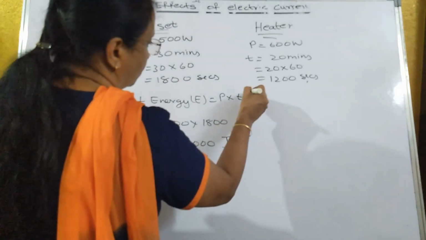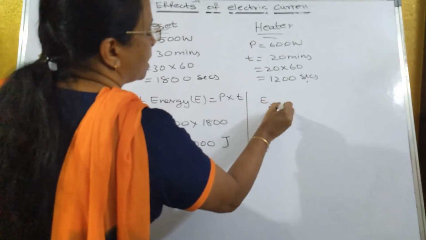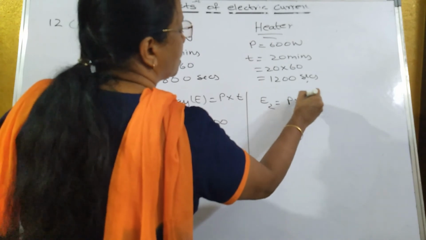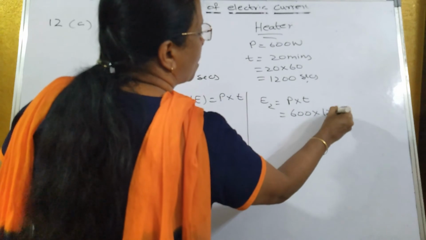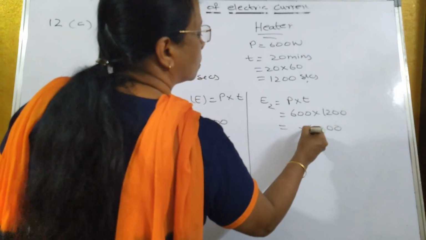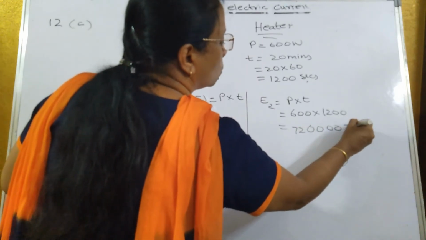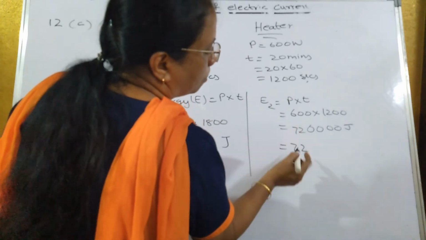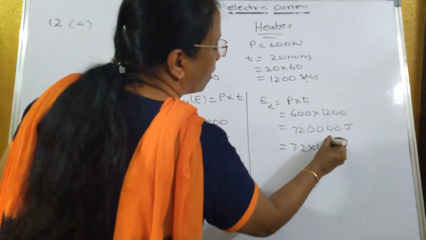Now we will find for heater. Same way, let us take the energy as E2 of heater. So E2 is equal to P into T, that's equal to 600 into 1200 seconds, that's equal to 720,000 joules, that is 7.2. After point you count 1, 2, 3, 4, 5. So 7.2 into 10 to the power of 5 joule.